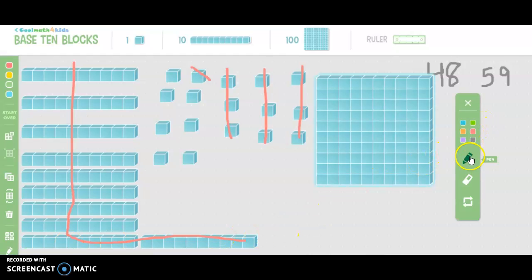Do I have any 10s now? No, because I exchanged all the 10s that I had. So when I have 0 10s, I'm going to put the number as 100. I have 0 10s, and I have 1, 2, 3, 4, 5, 6, 7 1s. So the answer to this problem is 107.